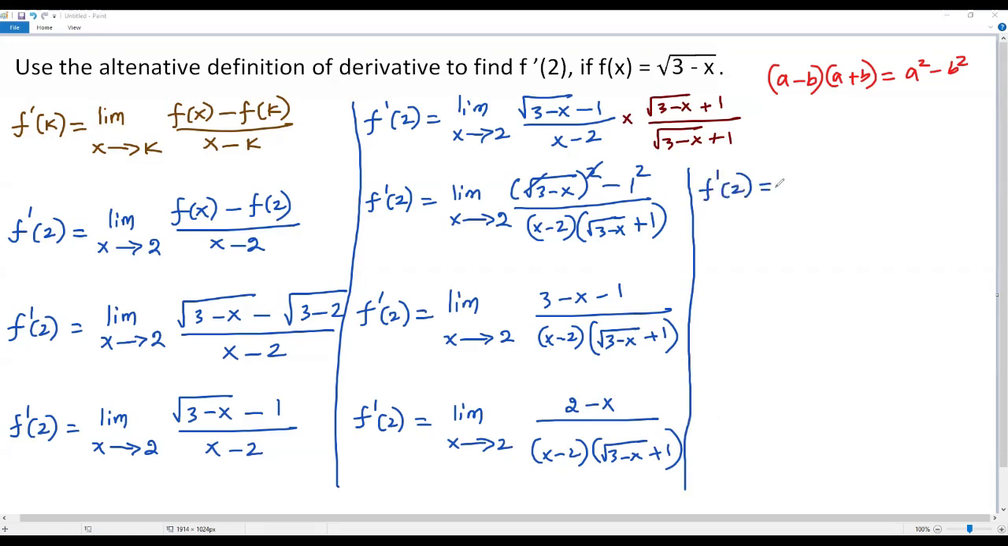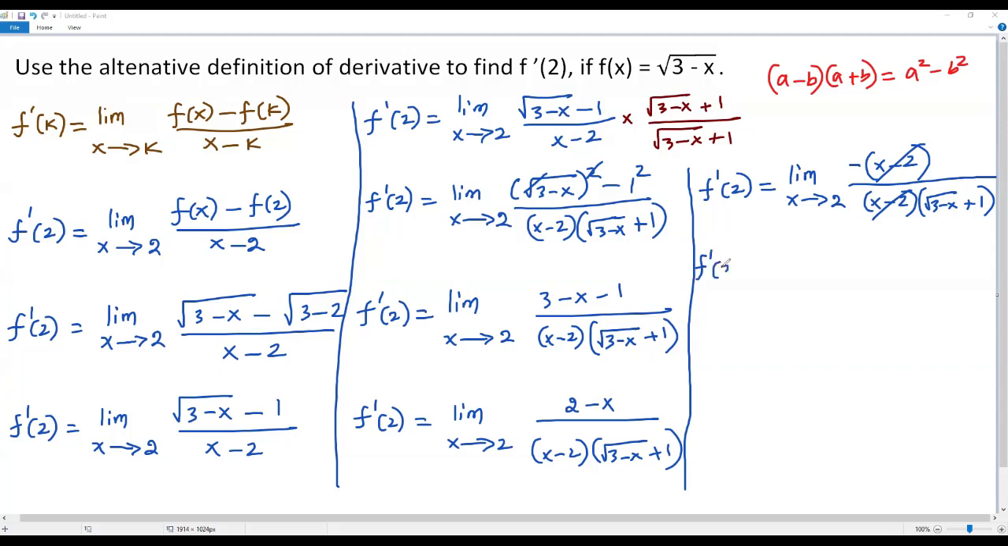F prime of 2 is equal to the limit as x tends to 2. Now I'm going to factor a negative sign from this expression. When I factor a negative sign from this expression, this negative x will become positive x and this positive 2 will become negative 2. And in the denominator we have x minus 2 times square root of 3 minus x plus 1. Okay, even if I distribute the negative sign to this x minus 2, I'll be getting the stuff over here. Negative times x will be negative x, negative times negative 2 will become positive 2. Okay, now this x minus 2 can be cancelled. For this purpose, I factored a negative sign from this expression.